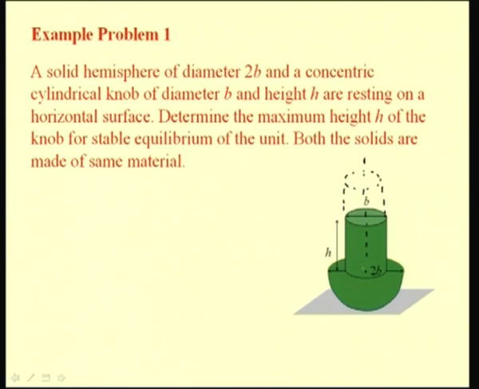This CG will keep rising, and for small disturbances, like if this entire unit is displaced like this, then it may not come back to its original equilibrium position and it may just fall off. So, we are just interested to find the maximum height h of the knob that will keep this entire unit in equilibrium position.